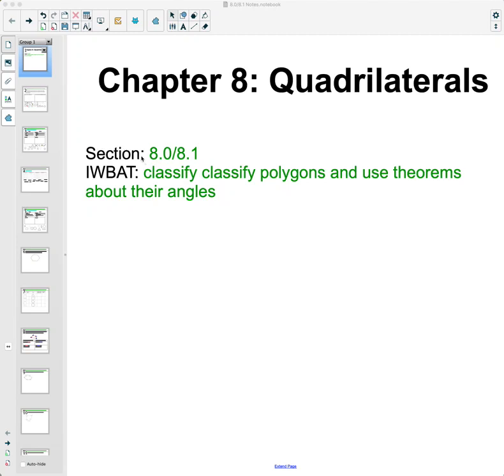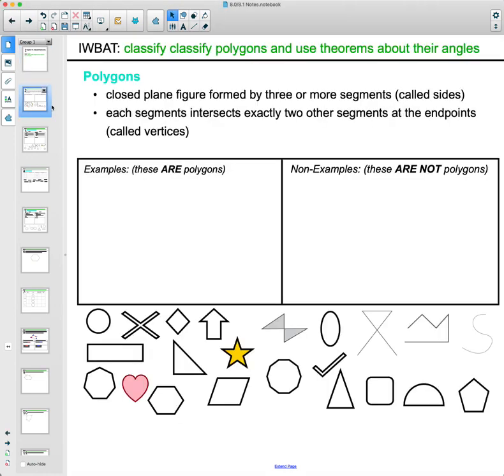In this video, we are going to start our chapter on quadrilaterals. So the first thing that we are going to do is talk about what a polygon is and use some theorems about their angles, getting ready to move on to quadrilaterals soon. So first thing, let's take a look at what polygons are.